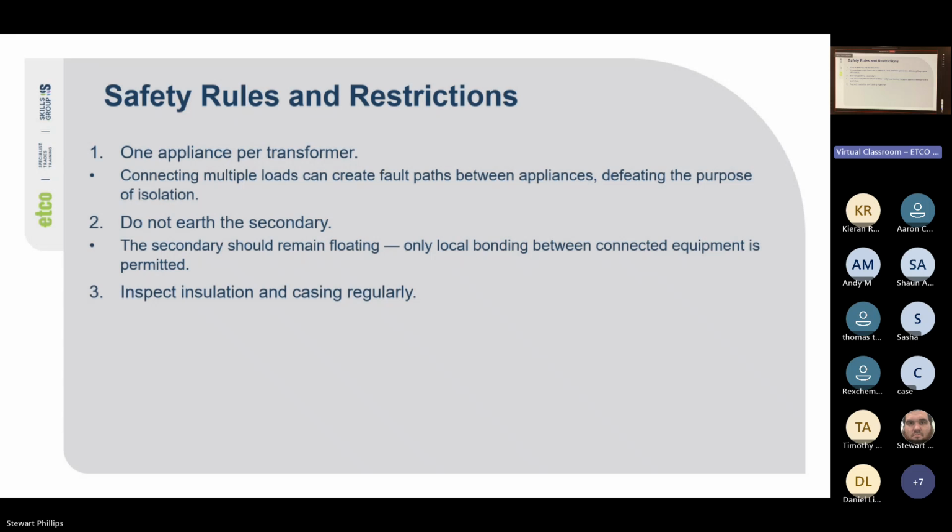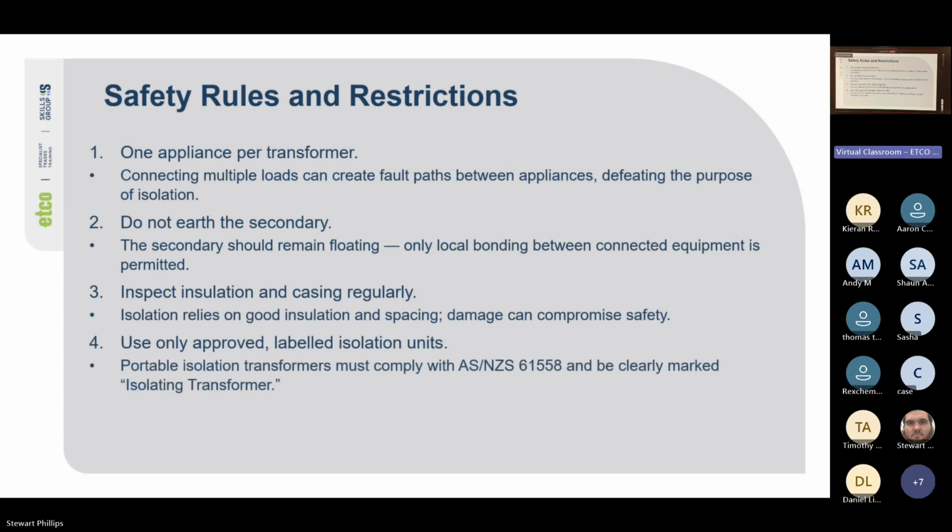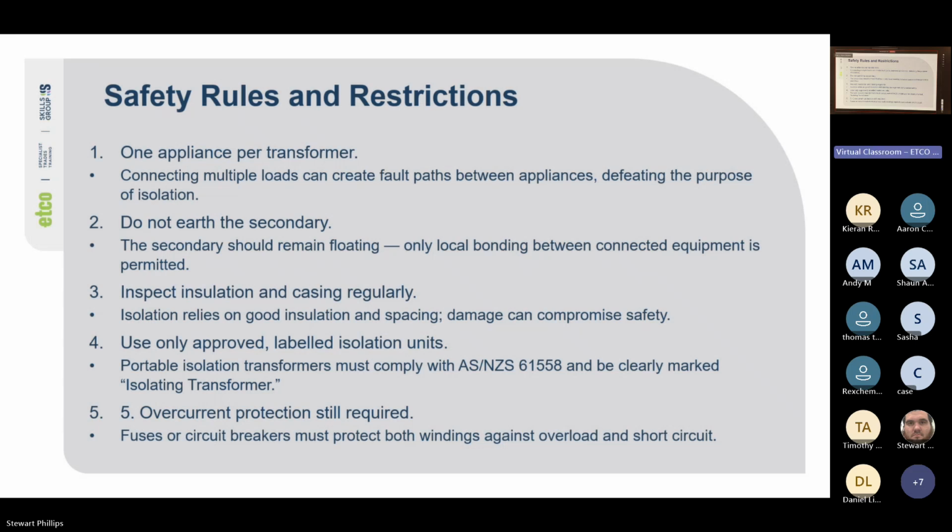Inspect insulation and casing regularly. Isolation relies on good insulation and spacing. Damage can compromise your safety. Use only approved labeled isolating units. Portable isolation transformers must comply with this standard, AS/NZS 61558, and must be clearly marked isolating transformer. And overcurrent protection is still required. Fuses or circuit breakers must protect both windings against overload and short circuit.